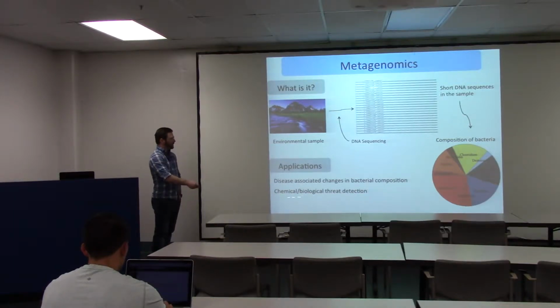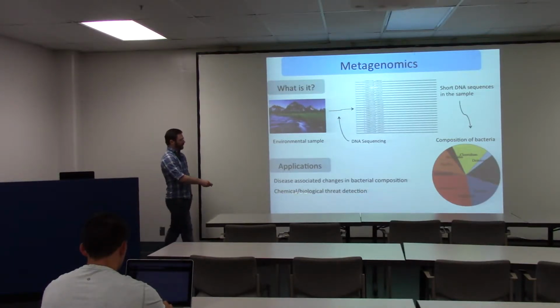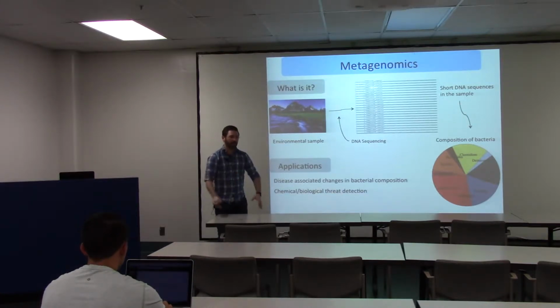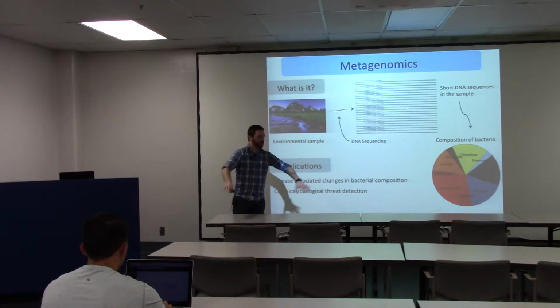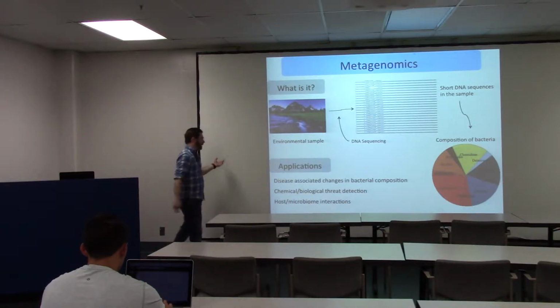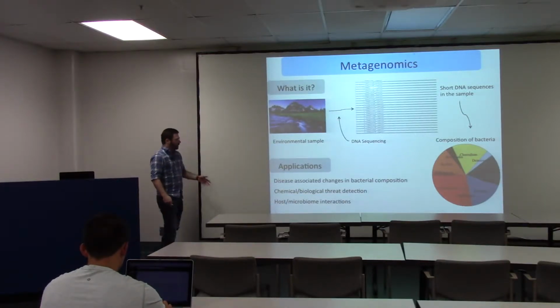Chemical and biological threat detection. So if somebody is making some sort of biological threat or biological weapon, that actually leaves a fingerprint on the bacterial community in and around that environment. So even if they've left a few months ago, you can sample the soil and figure out what they were doing. Also, this is important for ecologists.